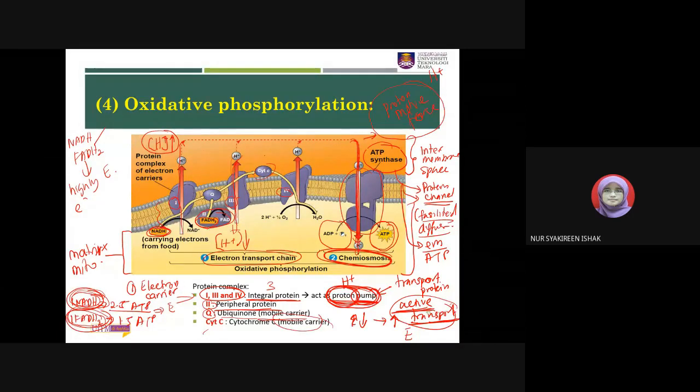Dia masuk, FADH2 masuk lambat, NADH masuk cepat. Banyak lagi energi yang terhasil untuk pump hydrogen ion daripada matrix ke dalam intermembrane space. So itu je sebab perbezaan jumlah ATP yang terhasil tu.